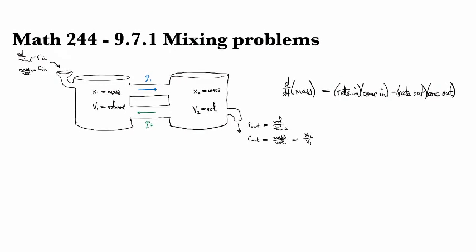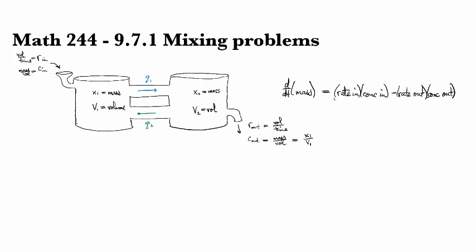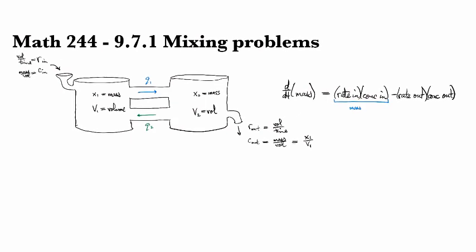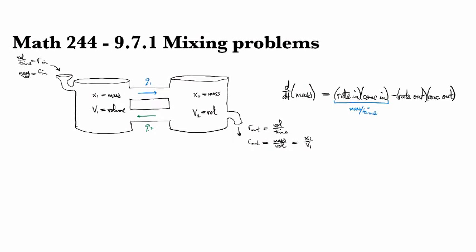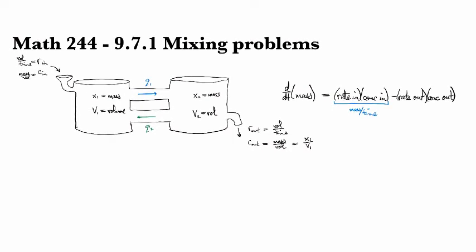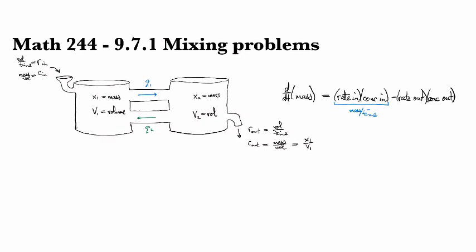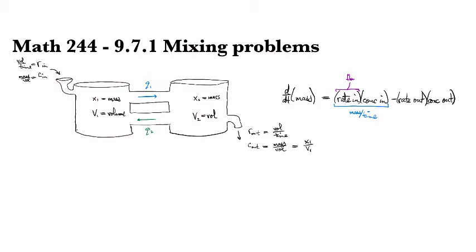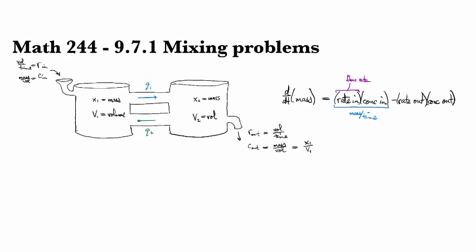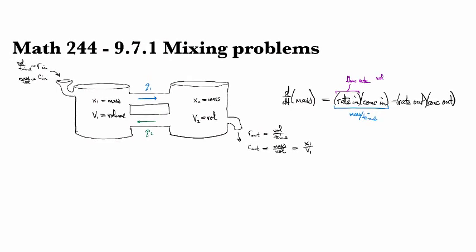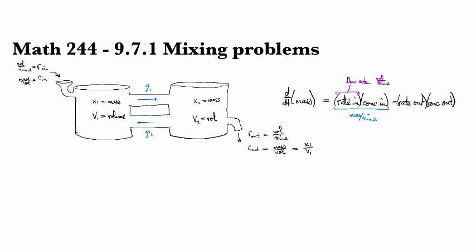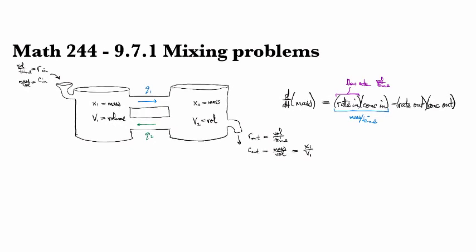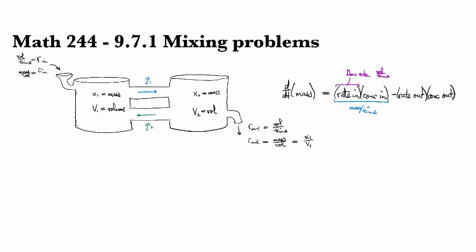And when we multiply these two quantities together, this gives us units of mass per time, which is the mass rate of change that we're looking for, as opposed to this part right here, which is our flow rate, in terms of volume per time. Those are our givens, rate in, rate out. So we just need to set up this same equation for each of the two tanks.